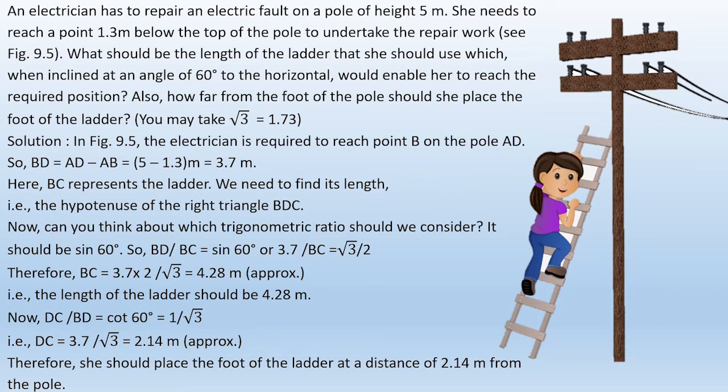Now we are going to another equation to find the distance between the pole and ladder. DC by BD is equal to cot 60 degree, that is equal to 1 by root 3. So we can say that DC is equal to 3.7 divided by root 3, and that is equal to 2.14 meter approximately. So the distance from the ladder to the foot of the pole is 2.14 meter.